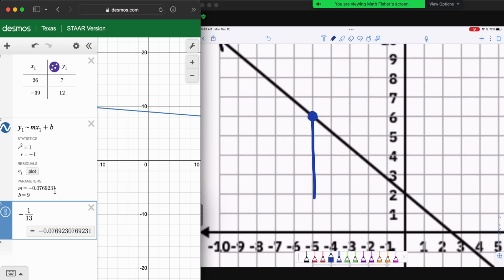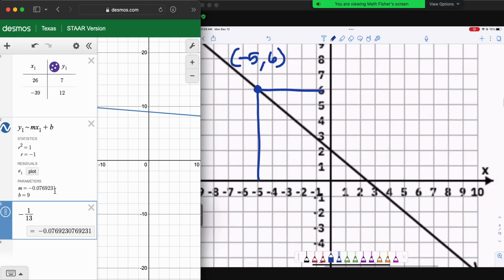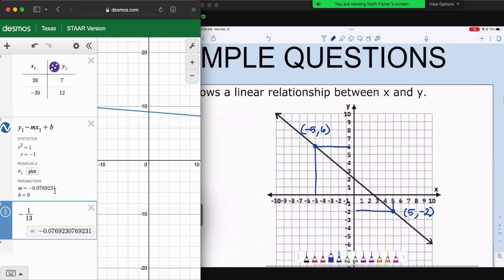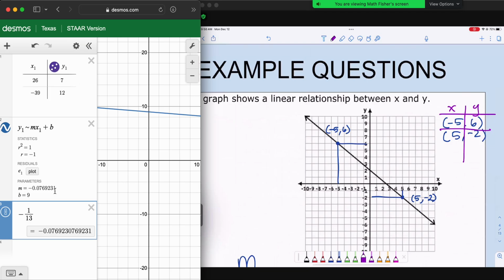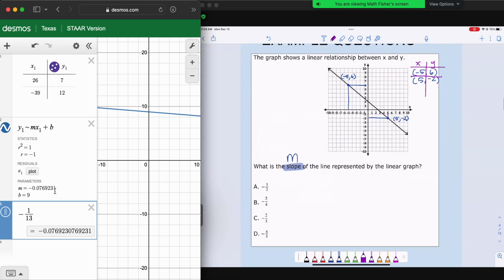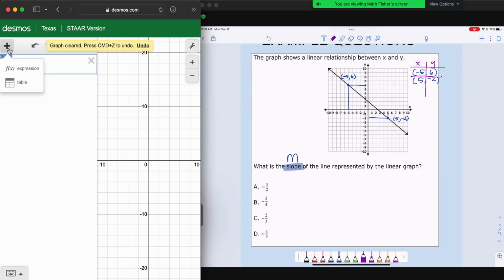This is going to be negative 5, comma 6. That's a perfect point. So I also have right here 5, comma negative 2. Perfect point. Make my table negative 5, 6, 5, negative 2. Put x, y, and then I'm going to go to Desmos. So I have my table. I'm going to refresh all this, delete, plus table, negative 5, 6, 5, negative 2.